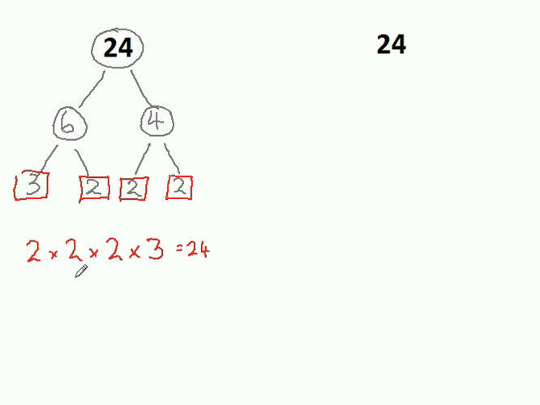And if we want to write this in index form, we can write it like this. We've got 2 to the power of 3, and we've got 3 to the power of 1, with that multiplication between them there, and that also equals 24. Great. Let's have a crack at 24 again and see if we can get a different looking tree.